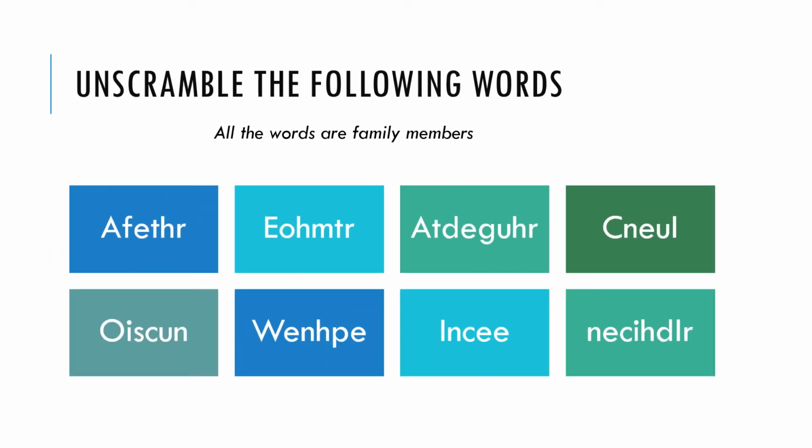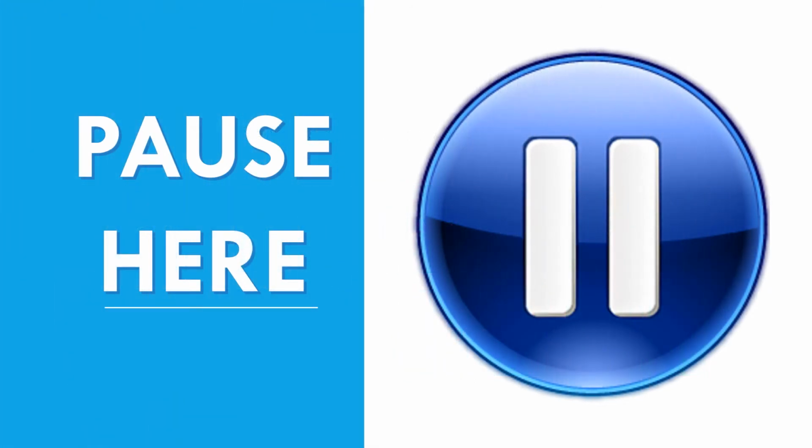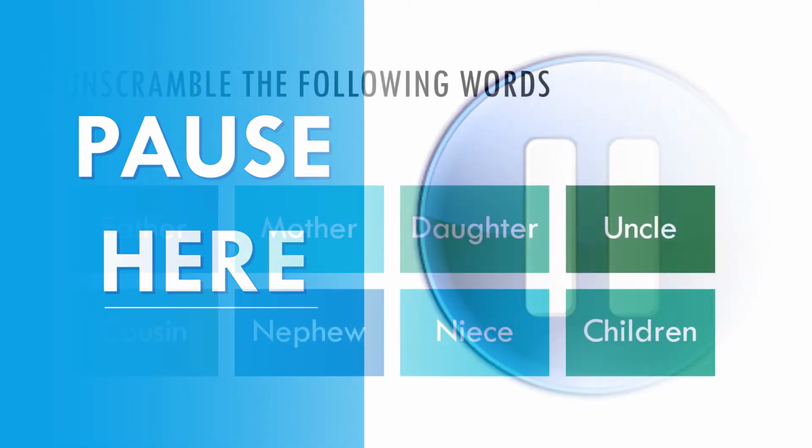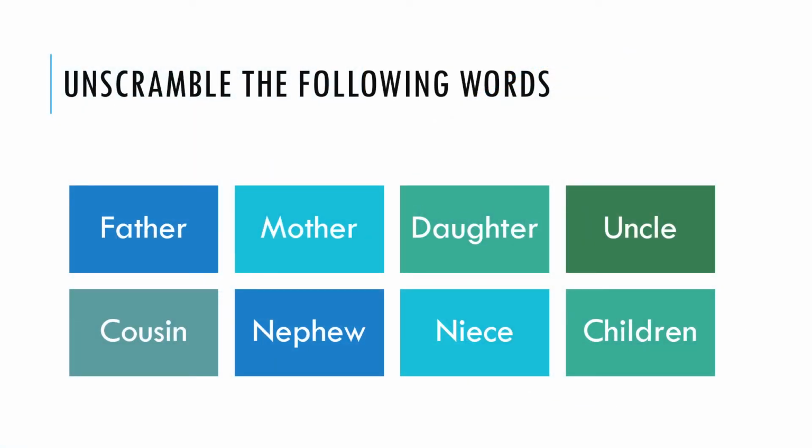Take a couple of minutes to unscramble the words. All these words are family connections. Pause this video and try to find the words. These are the words. Please repeat after me. Father, mother, daughter, uncle, cousin, nephew, niece, and children.